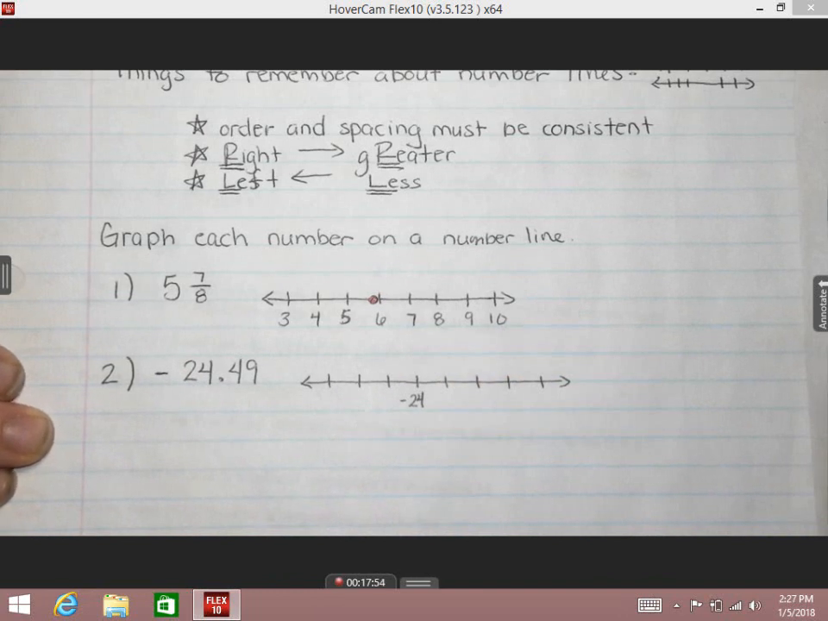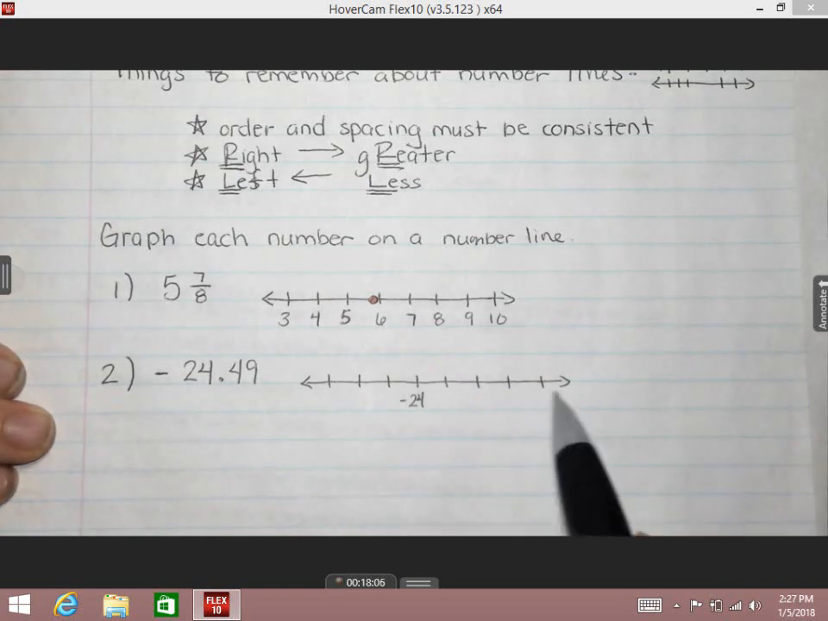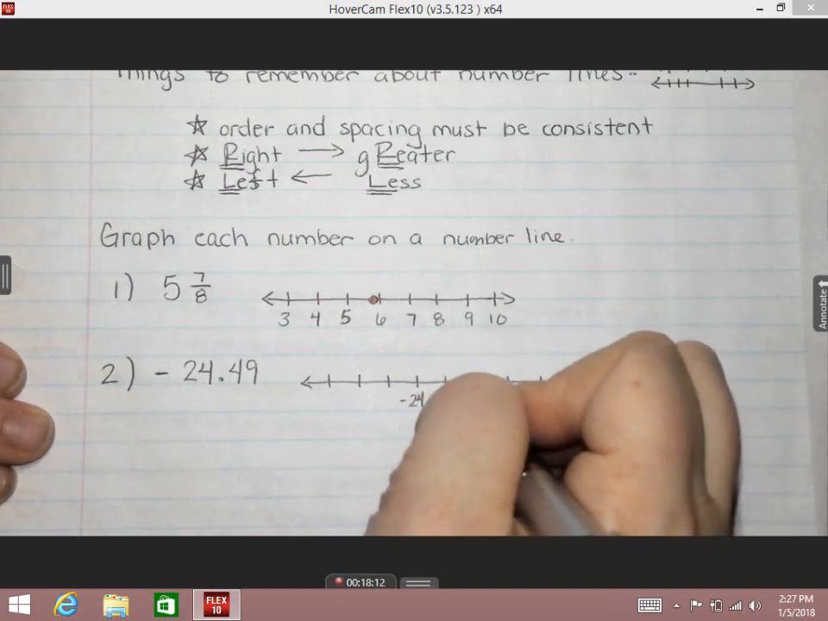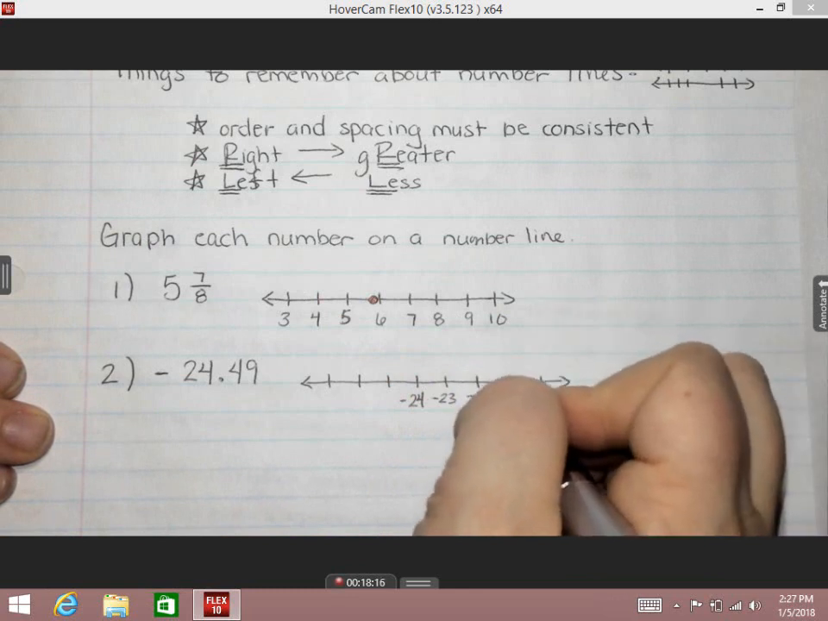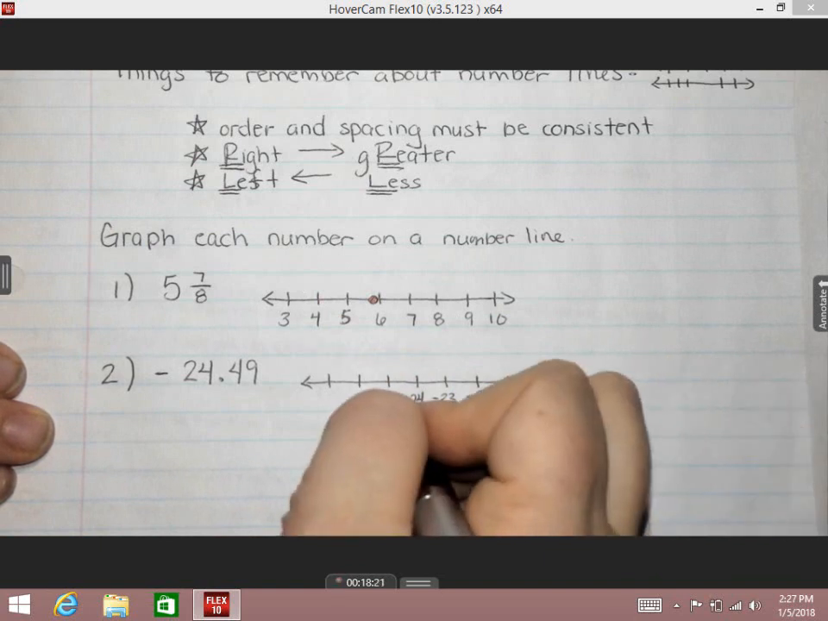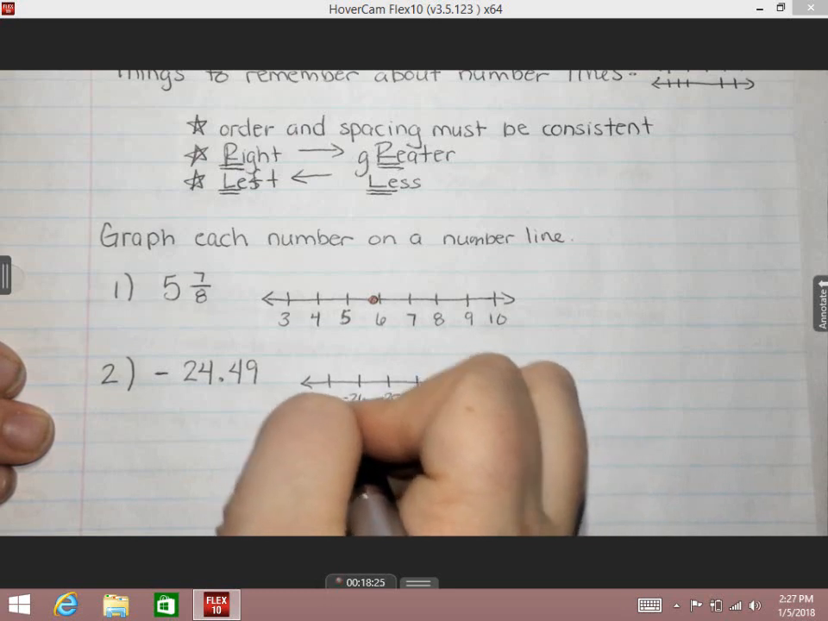So when I'm numbering this number line, since it's negatives, I should be numbering it in the negatives, which is going to go in the opposite direction, right? So when I'm trying to go to the right and get greater, what number is actually going to go next to 24? 23. Negative 23. Very good. So this ends up counting backwards because it's negatives. Negative 22, negative 21, and negative 20.